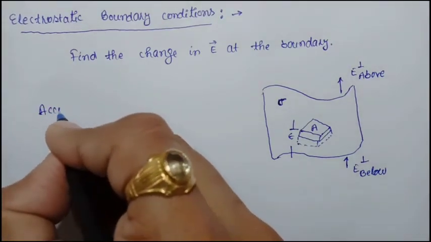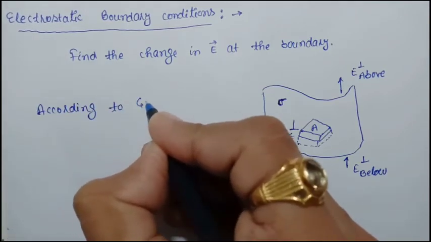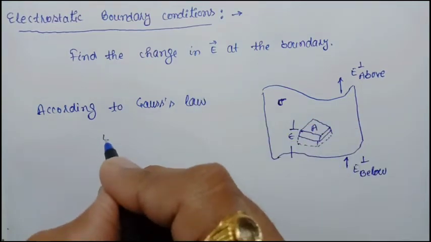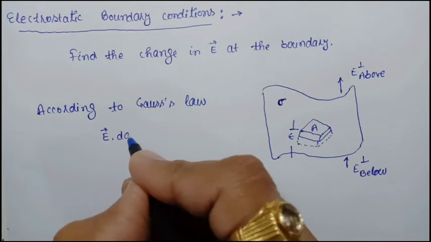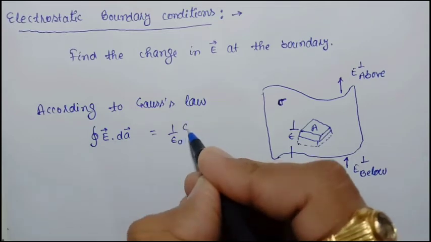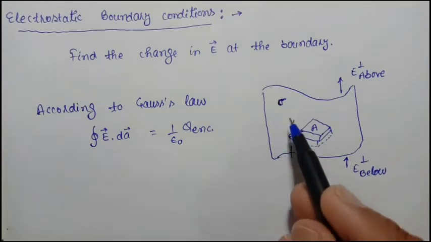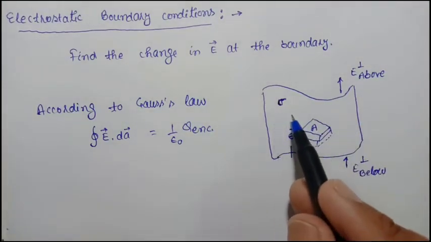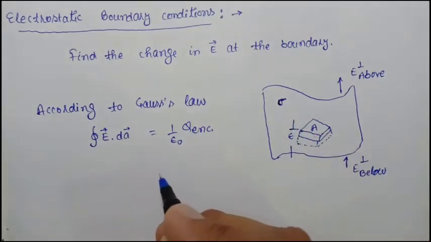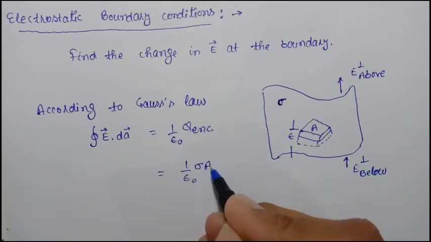So here according to Gauss law, the integral of E dot dA is equal to 1 over epsilon naught times the total charge enclosed. So here in case of a surface, sigma is the surface charge density and A is the area of the pillbox, so we can write 1 over epsilon naught sigma A.